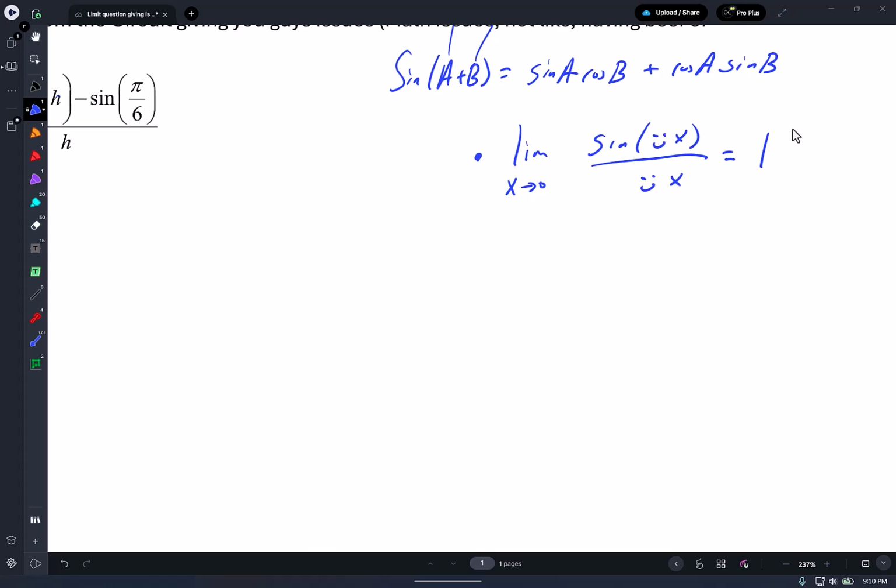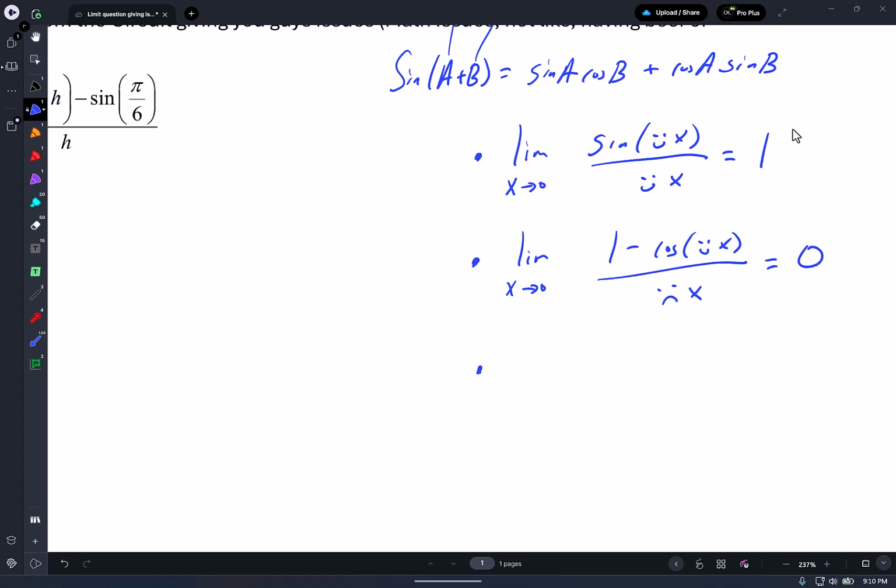What other property are we going to use? We're going to use this property as well: limit as x approaches 0 of 1 minus cosine of happy face x over sad face x. That happy face and sad face means that they can be different numbers. That's all it means. We can have different numbers, and this will always equal 0.